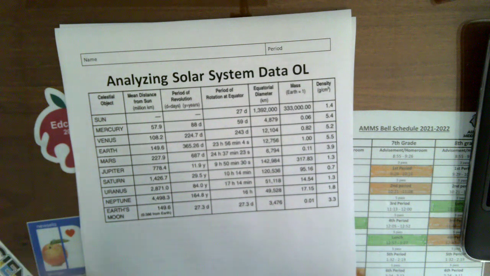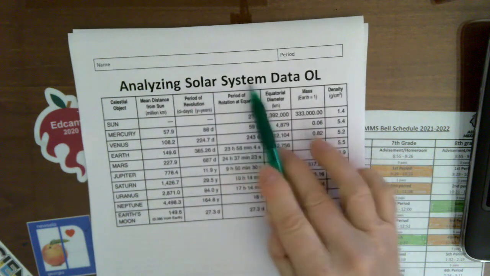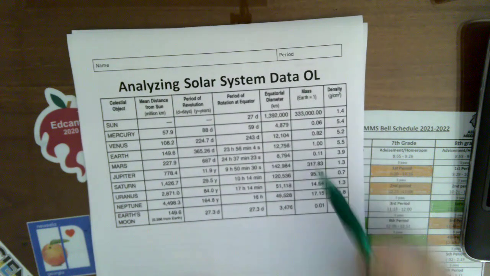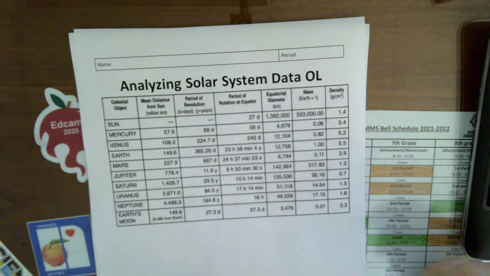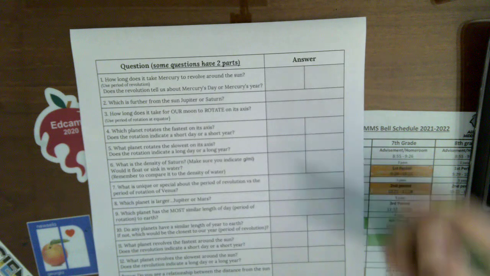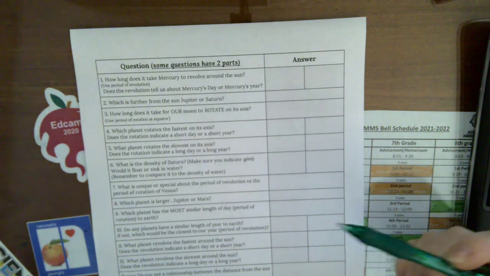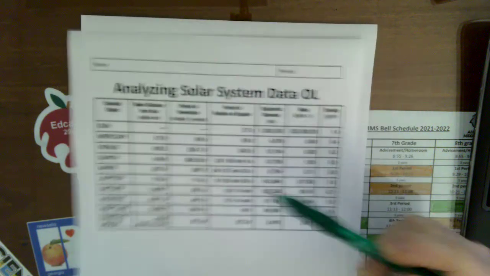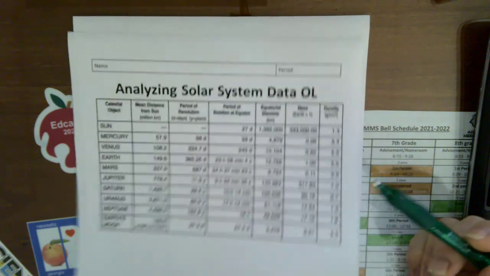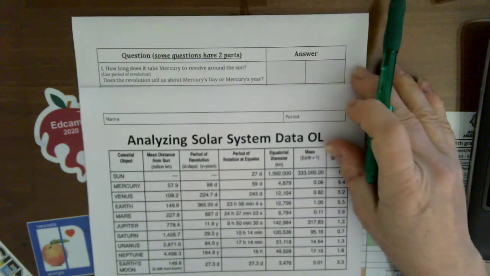All right, in today's lesson, we're going to be talking about analyzing the solar system, and we're going to be using the data found in this table and the questions over here. So I'm going to walk you through how to analyze data. That means look at data and see what it means. So let's look at our first question.